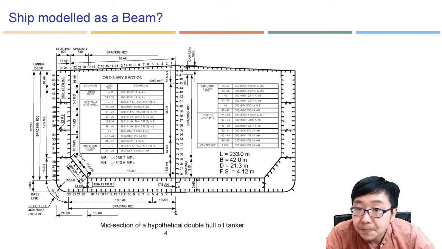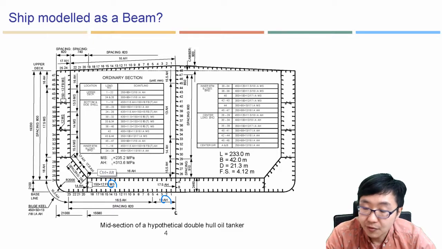And all the geometric information is here, build scale and the length, and material properties are given here as well. AH and mild steel here. If I'm not mistaken, we had discussed this earlier, mild steel and AH.